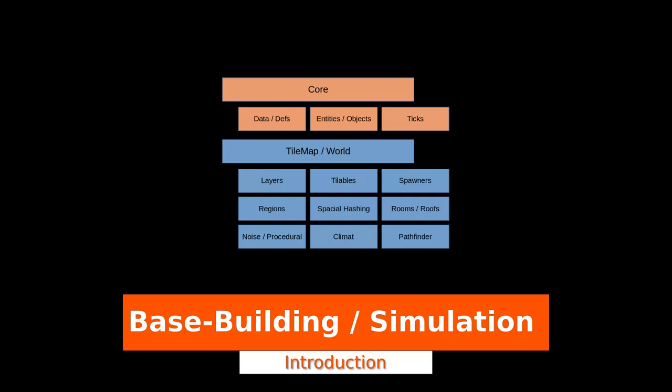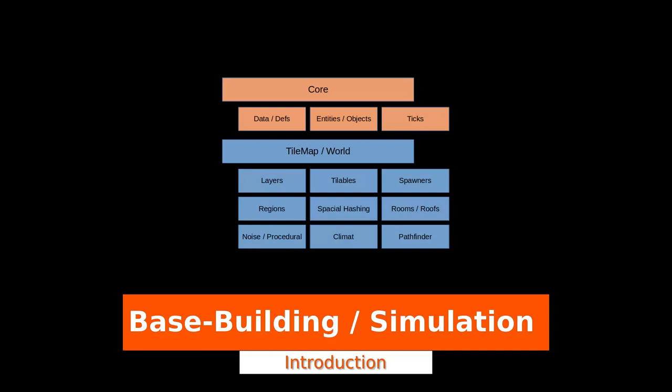Then we have a roof and room system. Basically, we flood fill the map and we get the inside and outside area. And we are going to use this for lighting, but also for vegetation. For example, a plant cannot grow inside.